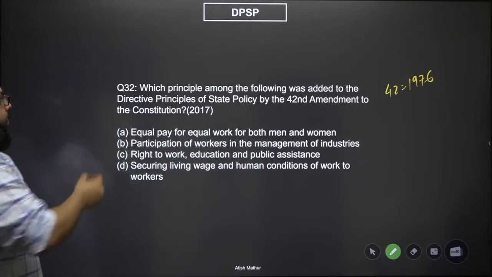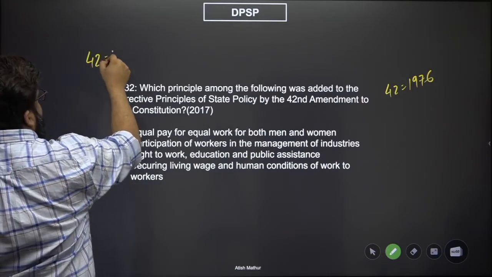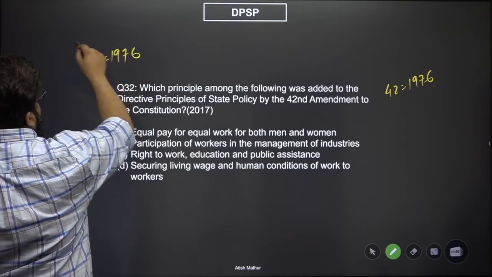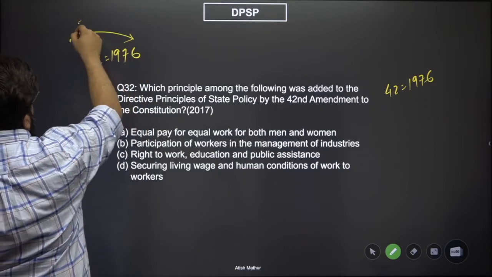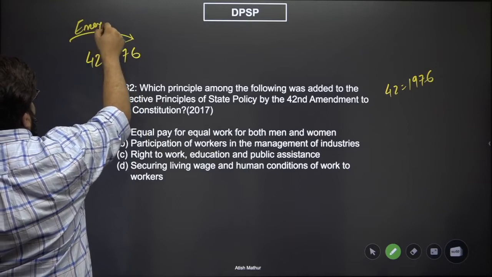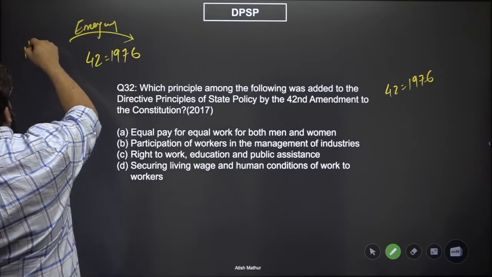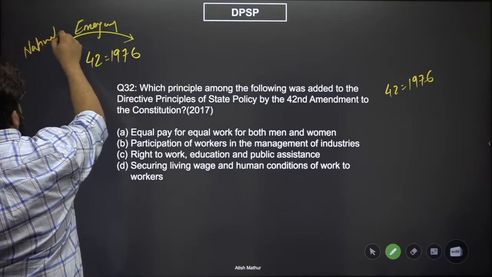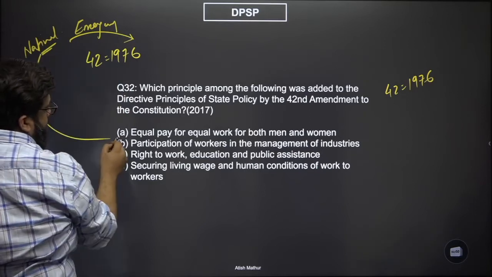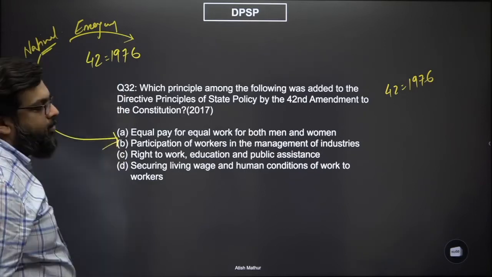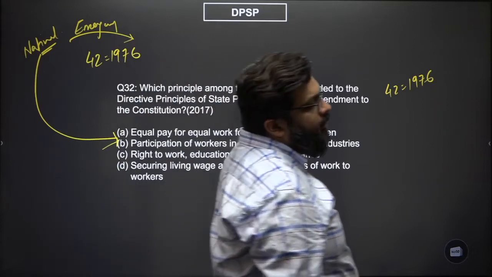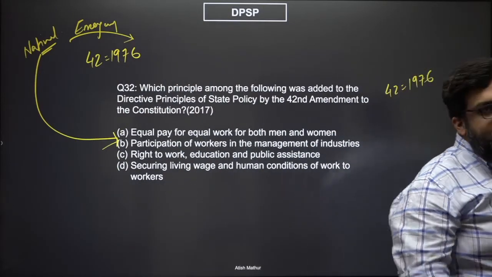People find it hard to remember what was added under what amendment, but let's think about it. If the 42nd Amendment was in 1976, and 1976 is usually called the Emergency Amendment, what immediately preceded the emergency was nationalization of industries, and the closest that comes to nationalization is participation of workers in the management of industries. This is tough, this is a fluke.